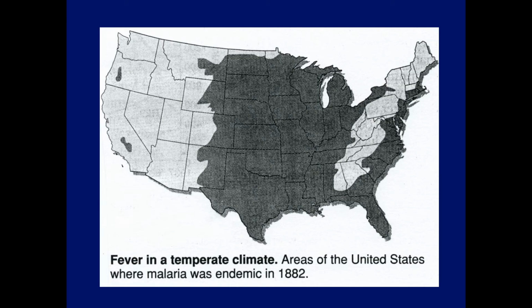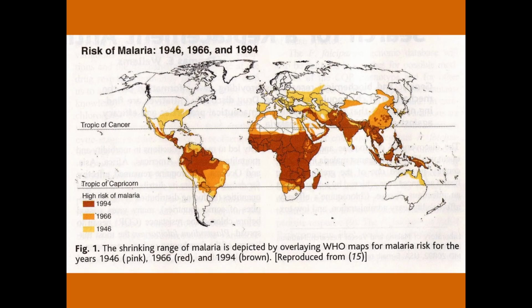So if we could find malaria pretty much all over the United States at one time, is it found in the United States today? It is incredibly rare, and mostly occurs when individuals travel outside the US and then become infected before returning.